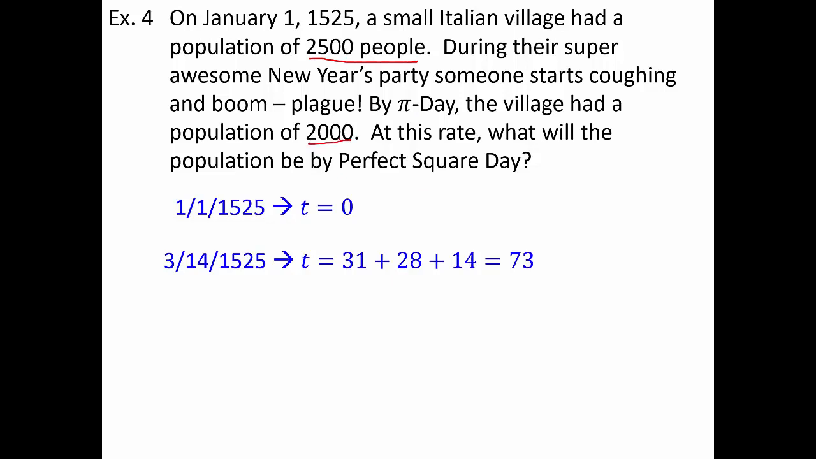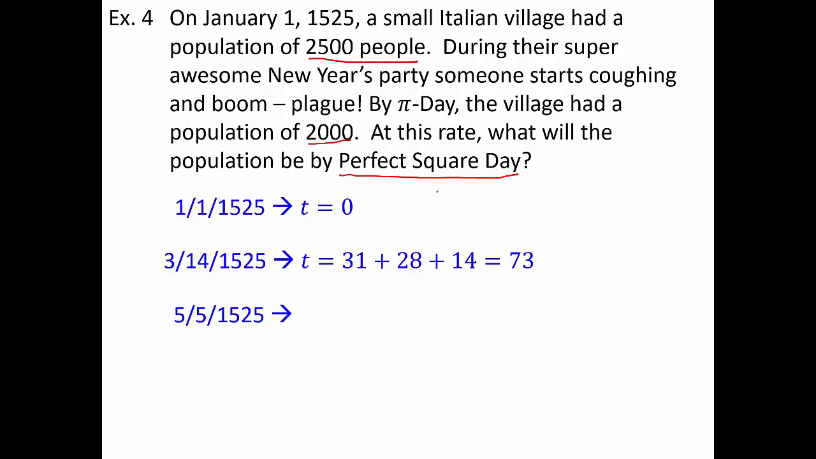At this rate, what will the population be by perfect square day? Now, I know you know what perfect square day is. Perfect square day only happens every few years because it's got to be a day that, if you take the numerical value of the month and multiply it by the numerical value of the day, you get the year. So in 1525, perfect square day would be May the 5th, 5/5/25. I'm sure you knew that.